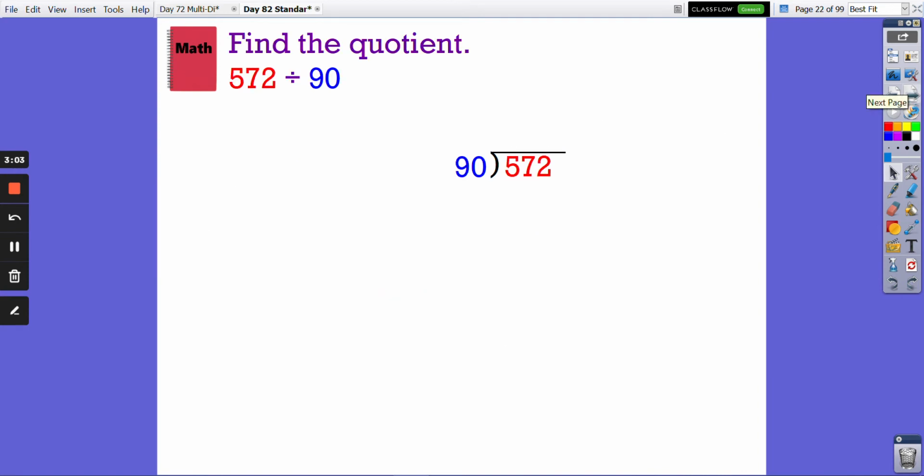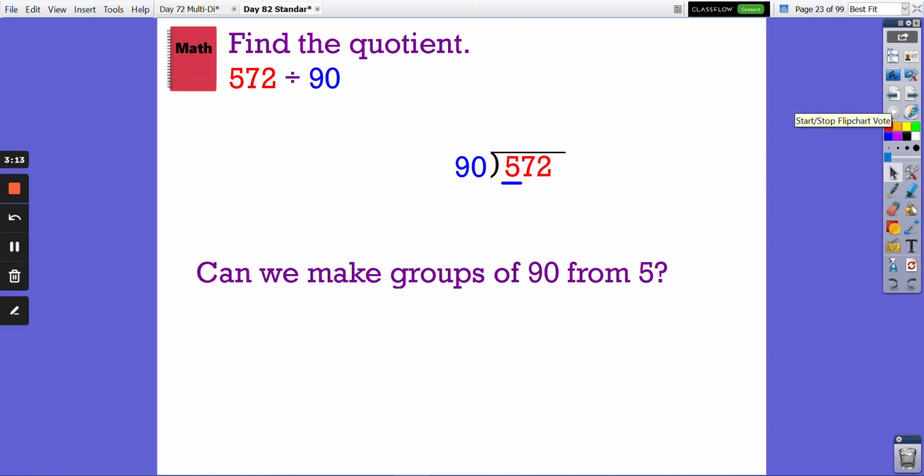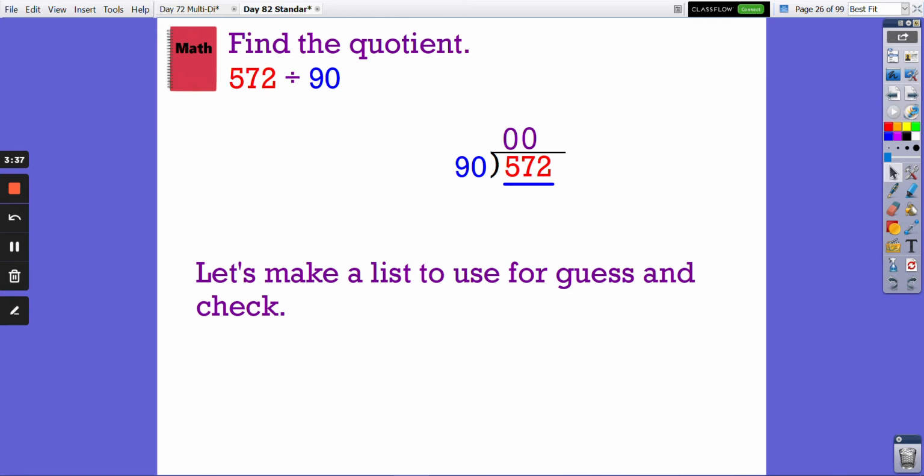Okay, this one is on our notes. So let's do 572 divided by 90. So what we're looking at is, can we make groups of 90 from 5? We're looking at the first digit first. No, we cannot. So we are going to look at, can we make groups of 90 from 57? No. So we are going to move over to the next digit. Can we make groups of 90 from 572? Yes, we can, because 90 can't go into 5, it can't go into 57, but it can go into 572.